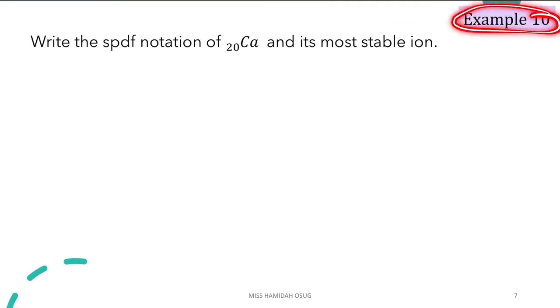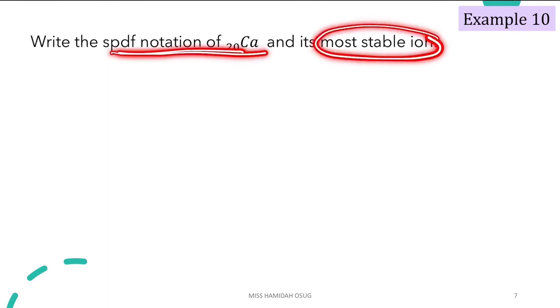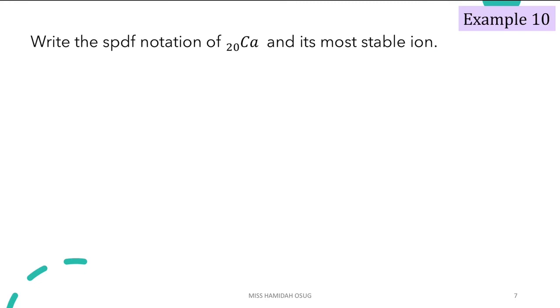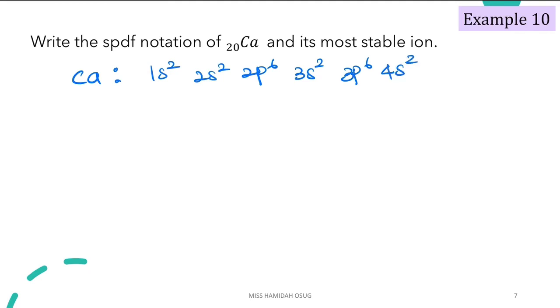Example 10 is a bit different because you were asked to write the SPDF notation for calcium and its more stable ion. So dia tidak bagi tahu kamu apa charge untuk tu ion. So you need to figure it out. So the first thing that you must do, you need to write the SPDF notation, the electronic configuration for the atom first.